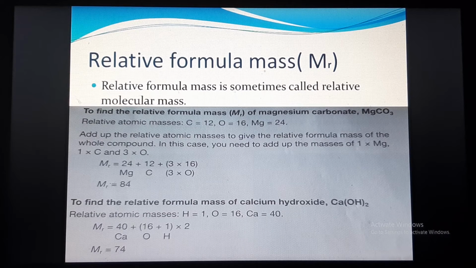Same way, one more example is given, that is Ca(OH)2, calcium hydroxide. We know hydroxide is OH, and the 2 outside the bracket is common for both oxygen and hydrogen inside the bracket. The relative atomic masses are hydrogen 1, oxygen 16 and calcium 40. That we will give in the exam time. So how to calculate this one? Mr is equal to only 1 calcium, so 40, plus oxygen, here there are 2 oxygen. So what do we have to do?